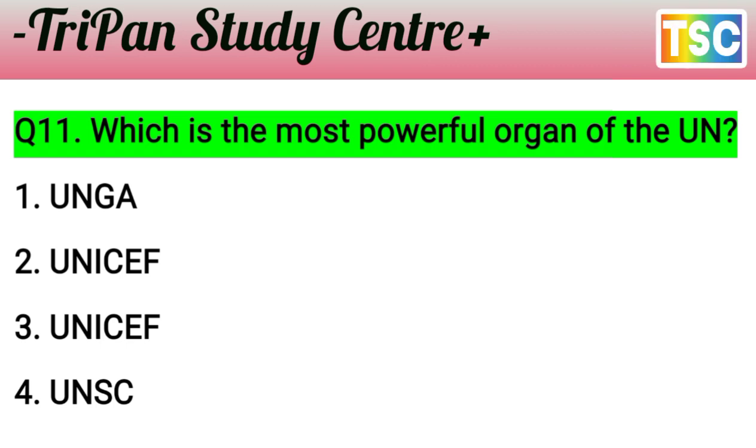UNGA is an important organization here. UNICEF is also important. But the answer is the fourth, UNSC. UNSC is the most powerful organ of the UN. The maximum decision making happens there in the UNSC. It means it is the most powerful. The option is 4. UNSC is the most important, powerful organ of the UN. And let's see the next question.